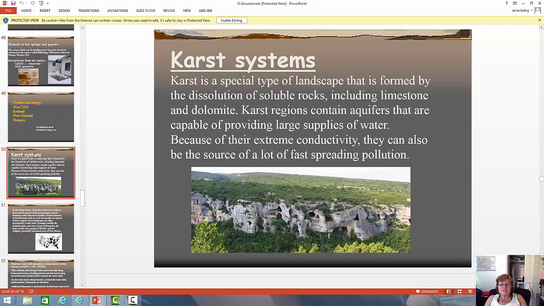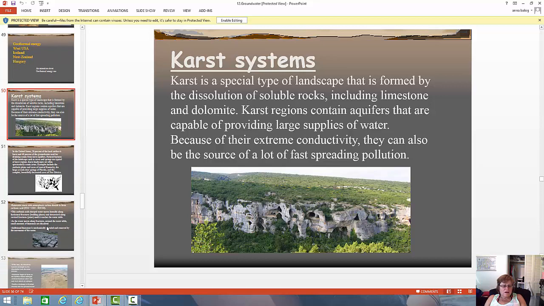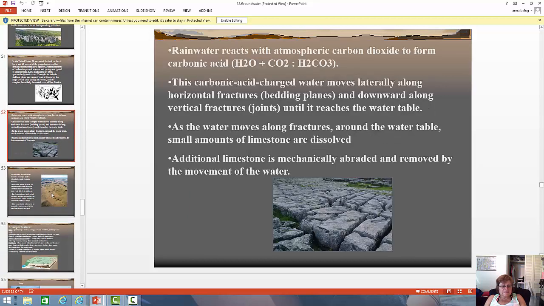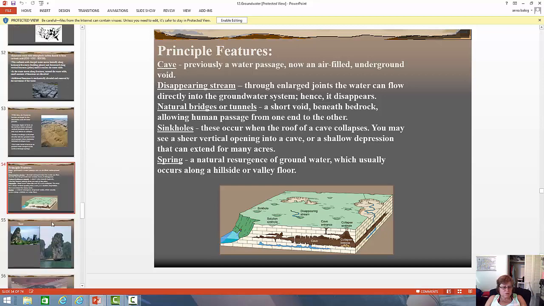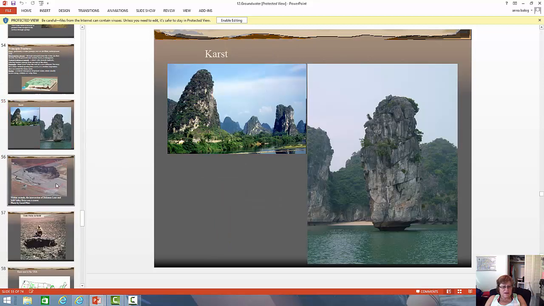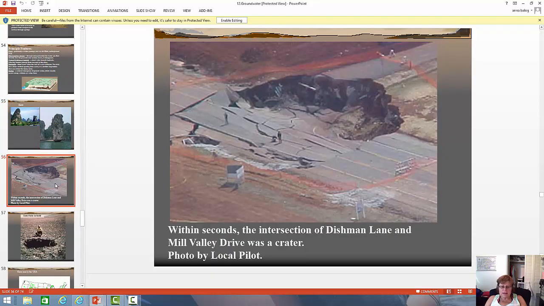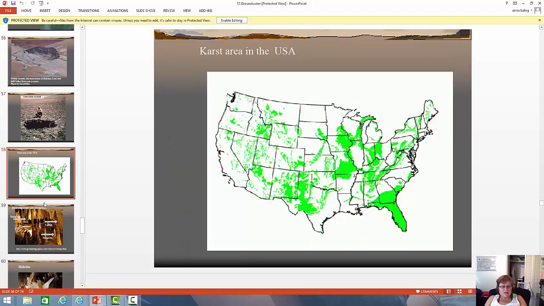And yeah, of course you have to know the karst. How did the cave form? What kind of important things comes with the karst? The limestone or dolomite with acid rain or just regular rainwater will dissolve the limestone. And the features, remember the cave, the disappearing stream, natural bridges or tunnels, sinkholes, springs, and so on. And what kind of dangers, like we have sinkhole collapses, and these are the karst.